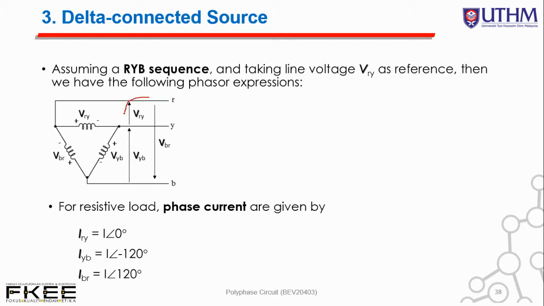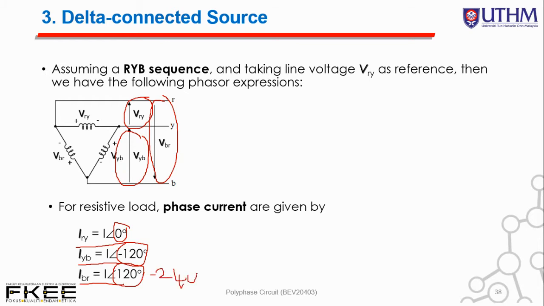So we have VRY as the reference, right? So we have another phase, which is VBR, as well as VYB, right? And then for resistive load, the phase currents are given by IRY, so 0 angle, IYB, so minus 120 degree, as well as IBR, so plus 120 degree, or this is actually equal to minus 240 degree.